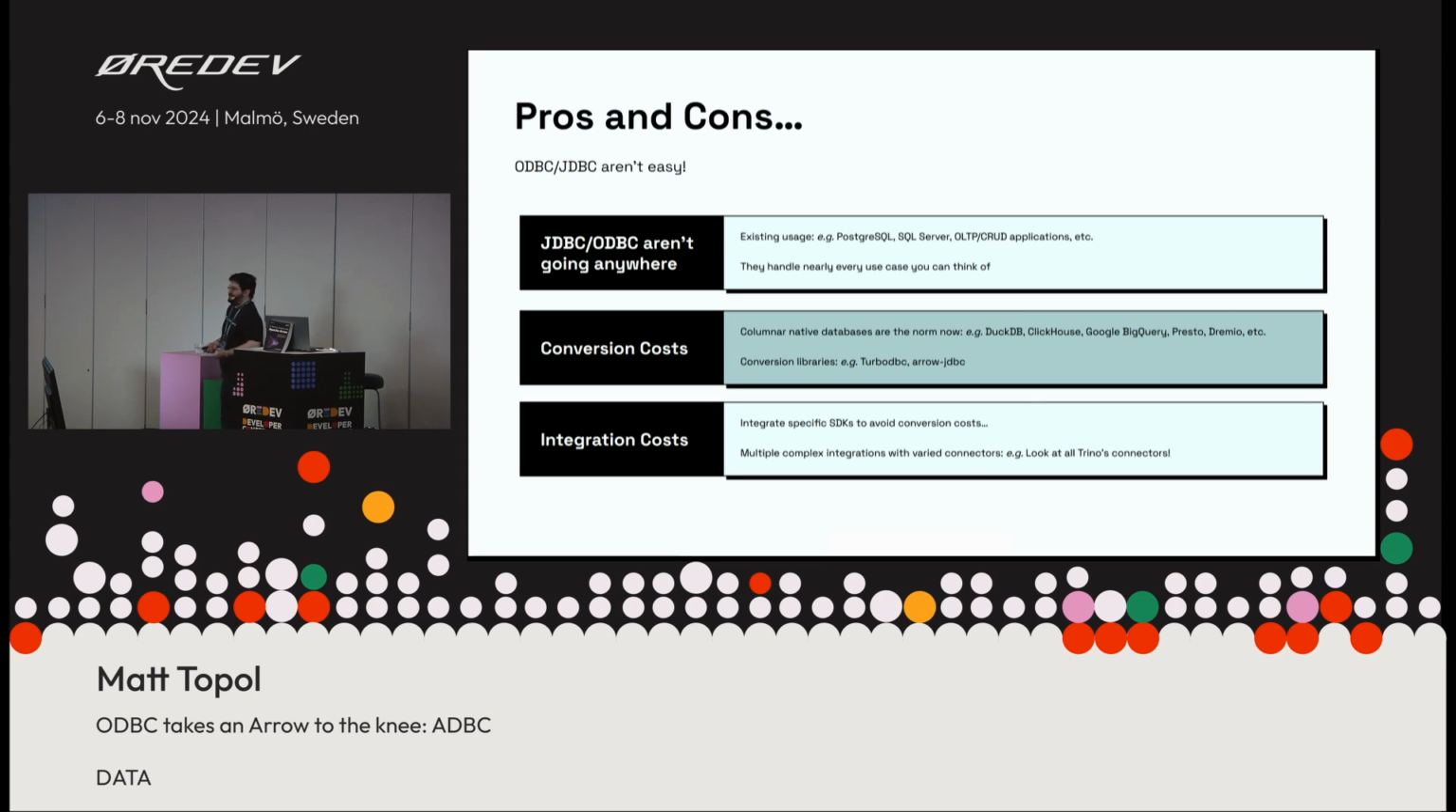And if you want to avoid that conversion cost, you have integration costs. If you don't want to use ODBC and JDBC because they're slow, you have to use database-specific SDKs to get the column-oriented data out without the transposition cost. And then you have to make new handlers and new connectors for all these different places. If you look at the current scale of connectors for, say, Trino or Presto, and how many different connectors they have, the amount of connectors you have to build if you want to avoid that conversion cost is enormous.